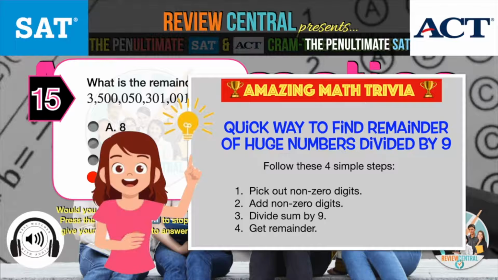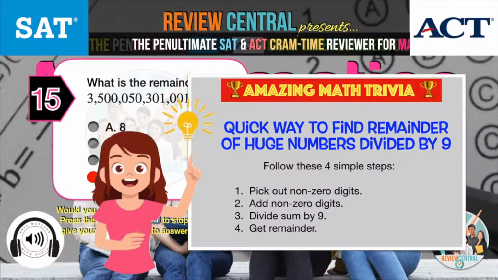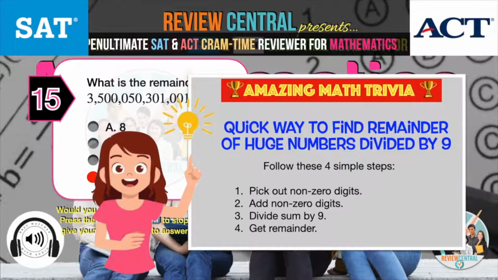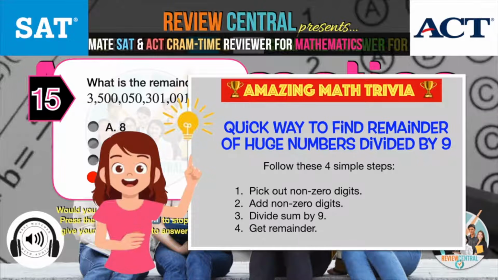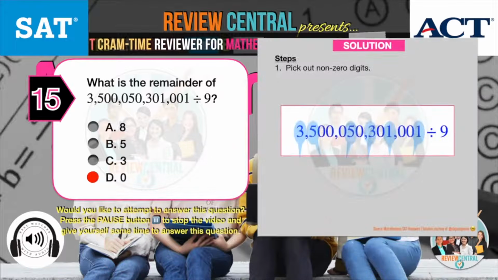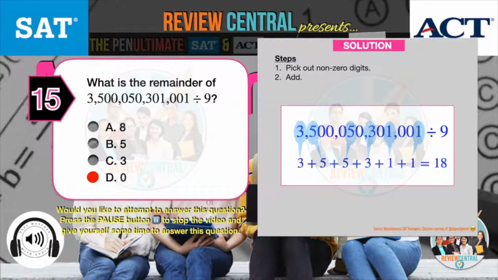Here's how this works. If presented with a ridiculously large integer that is divided by 9 and you are asked for the remainder, all you need to do is to pick out all non-zero digits, add these, and divide the sum by 9. Whatever the resulting remainder is, is the same remainder of the original number divided by 9. Sounds weird and unbelievable, right? But it is true. Try it. In our given problem, let's pick out the non-zero digits. These are 3, 5, another 5, another 3, 1, and another 1. Now let's add them as follows.